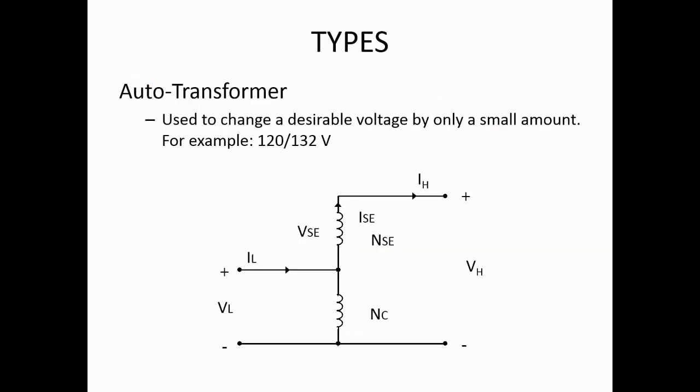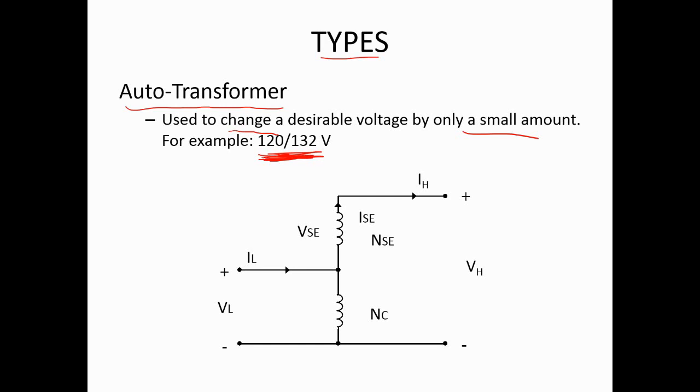And now regarding the types of transformers, basically in a larger family, there are two types of transformers. The first one is what we call autotransformers. Autotransformers are very small transformers that are used to change the voltage by only a small amount. For example, changing from 120 volts to 130 volts. When I say small, it's not small in terms of dimensional size. It's small in terms of stepping up the voltage.